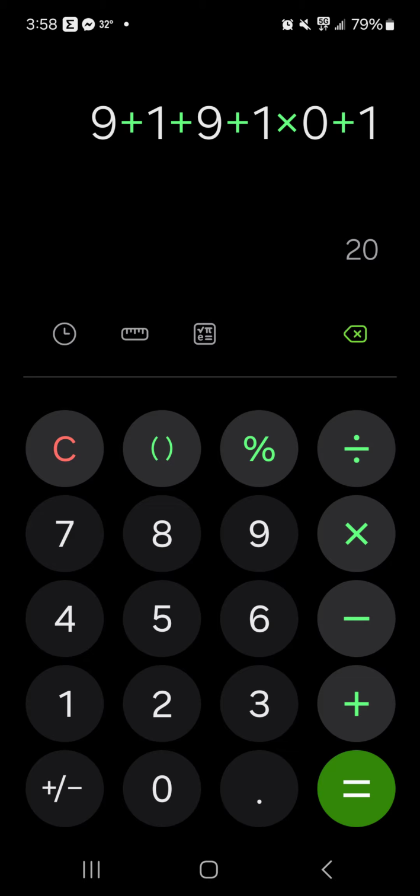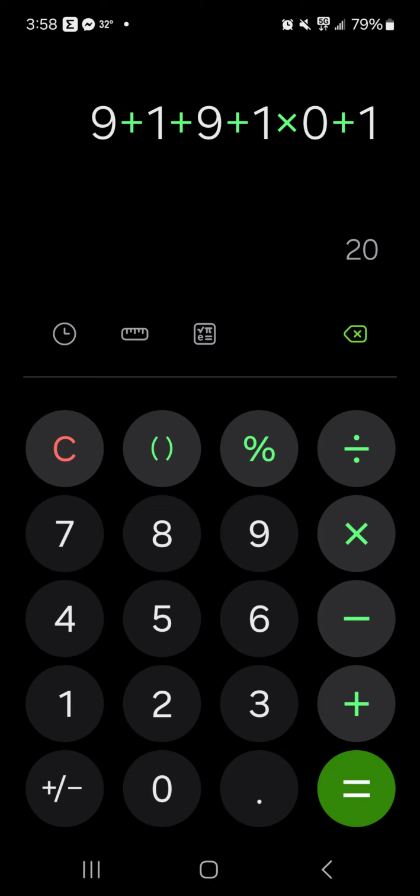If you use a cheap dollar store calculator, they do not take an entire expression properly when you hit the equal sign. You'd have to use a different calculator. So this calculator here shows the answer is 20.